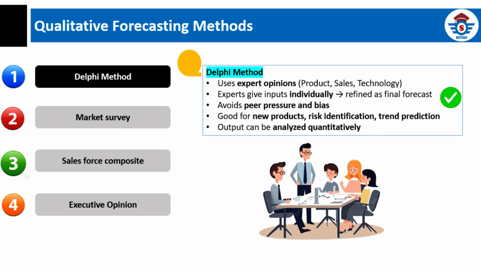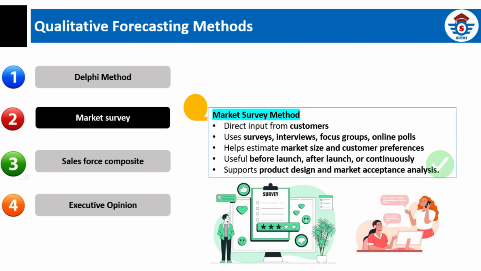One key highlight of this method is freedom of expression, because experts are interviewed separately and do not feel peer pressure. Another advantage is that although this is a qualitative method, the final output can still be analyzed quantitatively. The Delphi method is useful for predicting demand trends, identifying risks, and planning new product introductions. The next qualitative forecasting method is the market survey method.